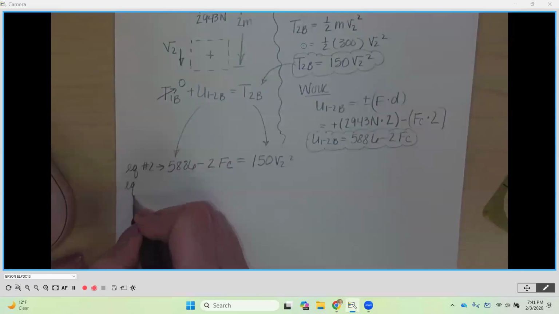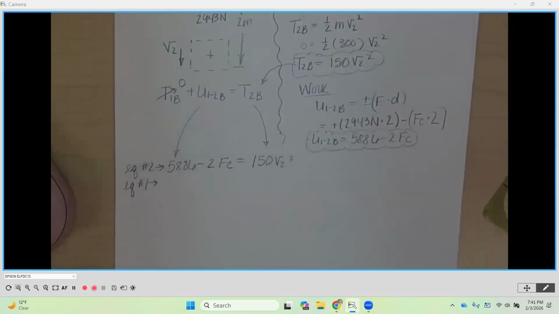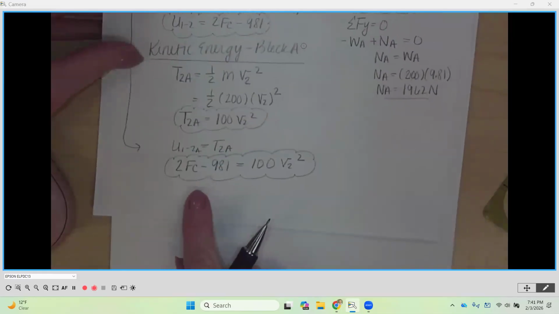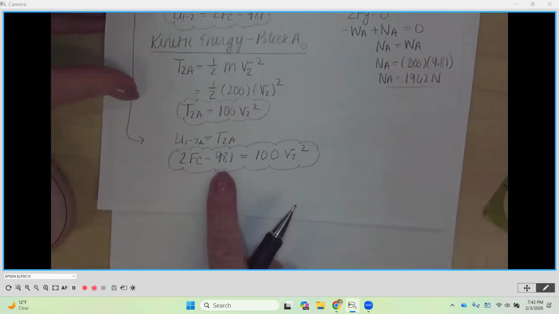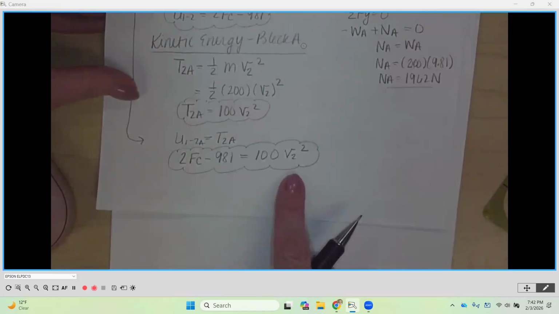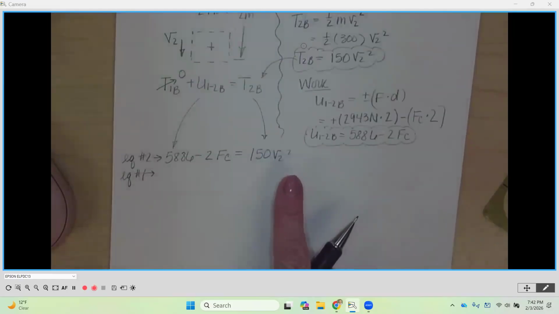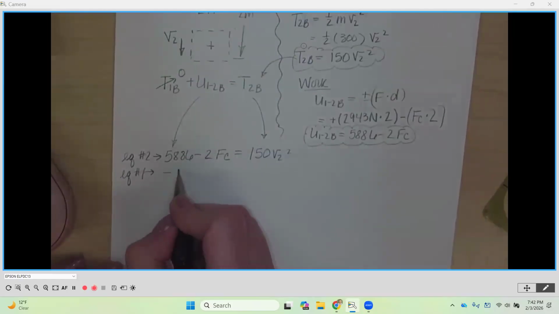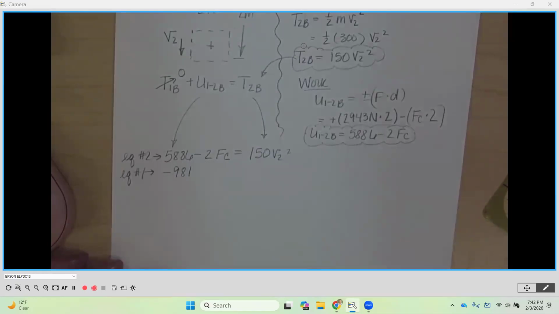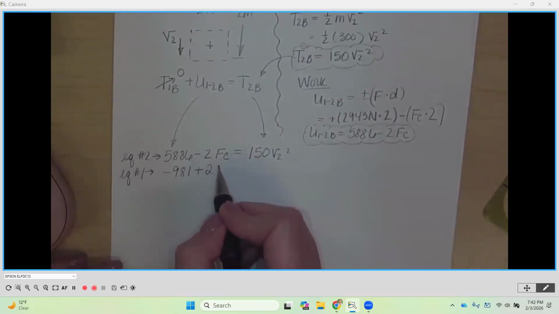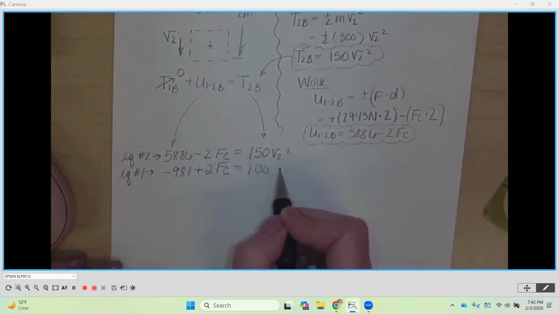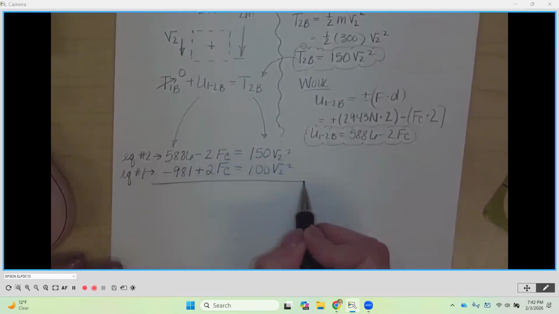If I go back to equation number 1 from block A, I have that same form for my work, because I've got a positive 2FC here, and then I've got minus 981 is equal to 100 V2 squared. So I'm going to use that same equation, but I'm going to put the negative 981 right underneath the 5,886 plus 2FC is equal to 100 V2 squared.